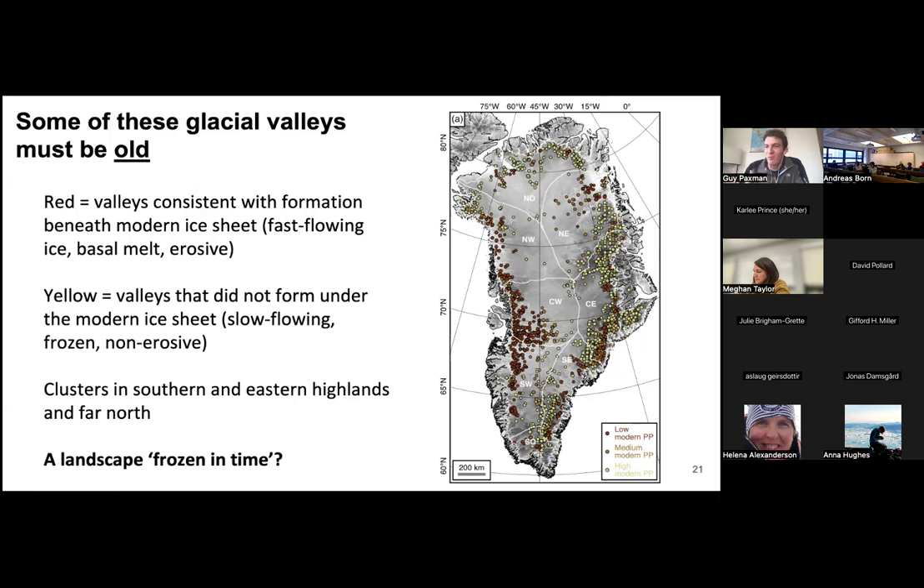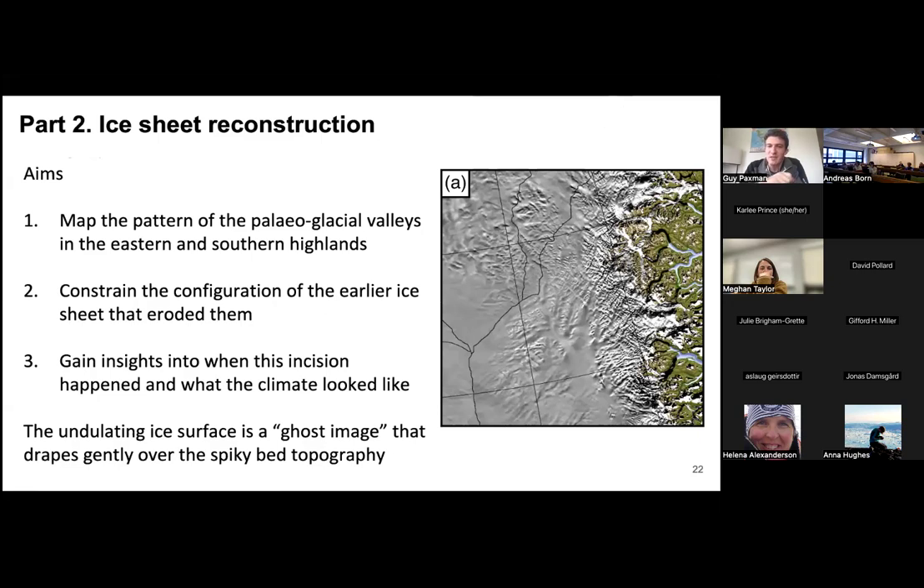So are we seeing hallmarks there of a landscape that is effectively frozen in time, if you like? It's a landscape that was formed at some time in the past, and because of the nature of the ice sheet today, it's been preserved from erosion by slow-moving, stable cold-based ice. So I think that's the main thing we can take from that pattern.